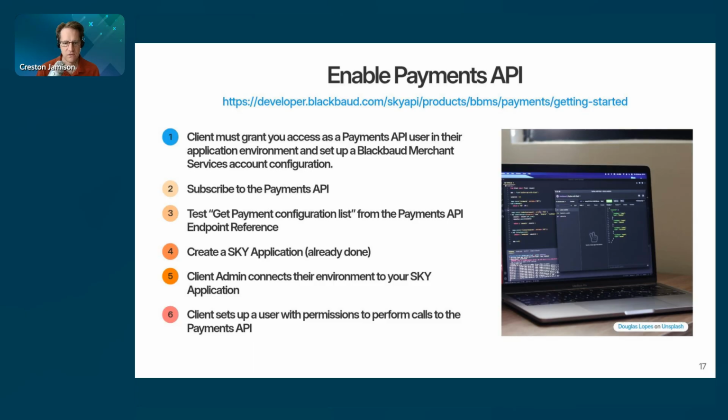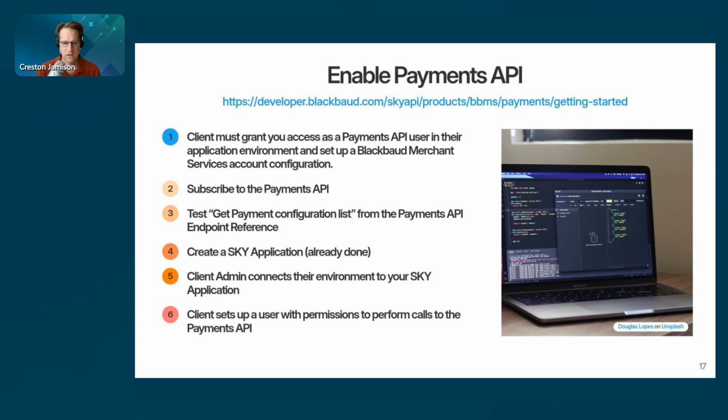Third is, now that you've had the subscription and you can send transactions, use the endpoint reference in the Sky API console to get a payment configuration list. So that just validates that steps 1 and 2 are working, and you can move forward from there. Fourth in the documentation is to create a Sky application. But again, with my recommendation, you've already done that in the previous step.